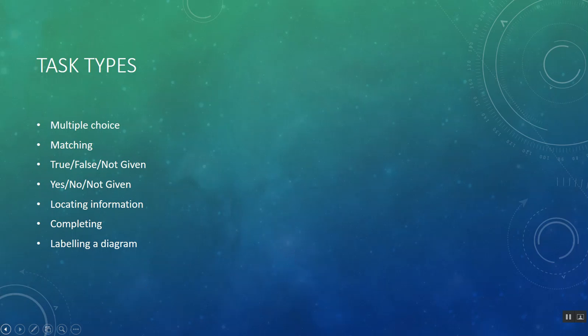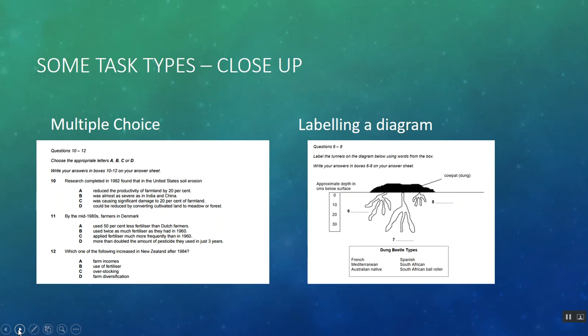Now I would like to show you some examples of these task types we have been discussing. For example, on the left you find an example of multiple choice. You have been given four choices from A to D, and on your answer sheet you should write 10A or 11C or 12B. On the right you find an example of labeling a diagram. This is not actually a diagram, it's a picture. And you will have to label the picture on the very interesting topic of the dung beetle types by using the words that you are given in the box.